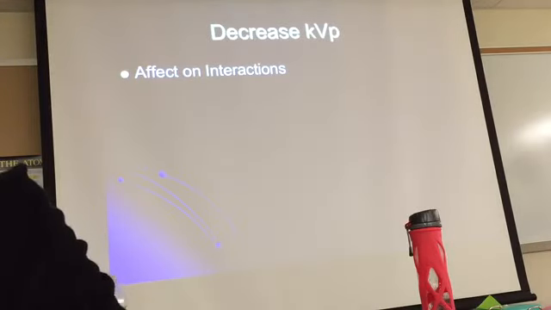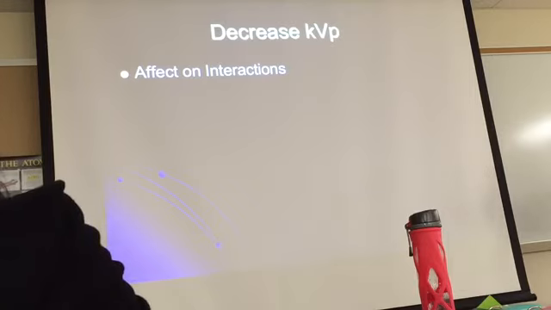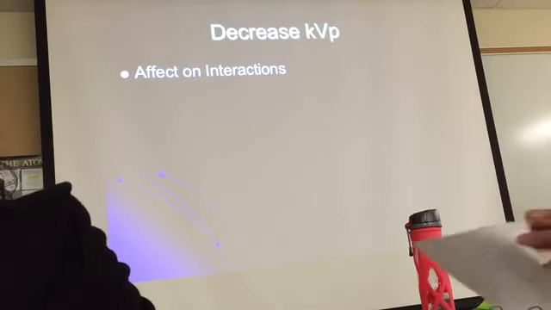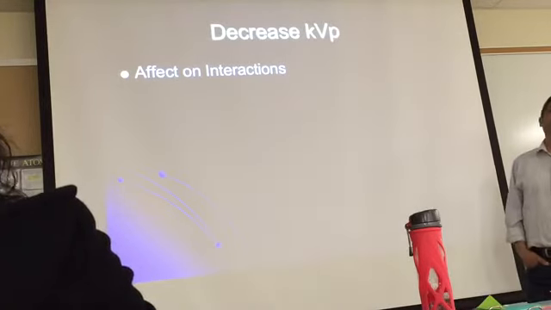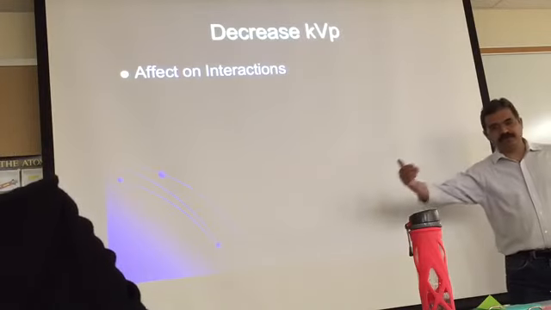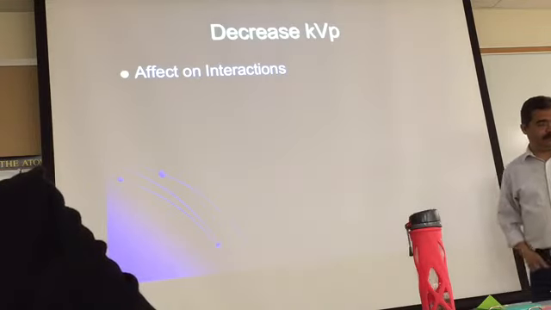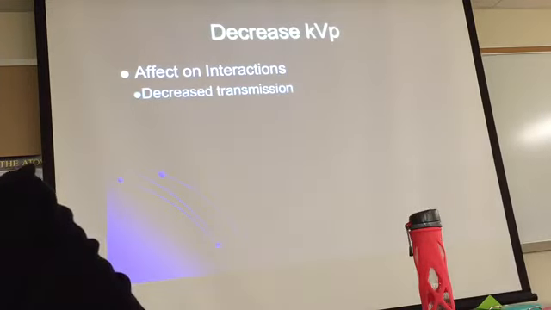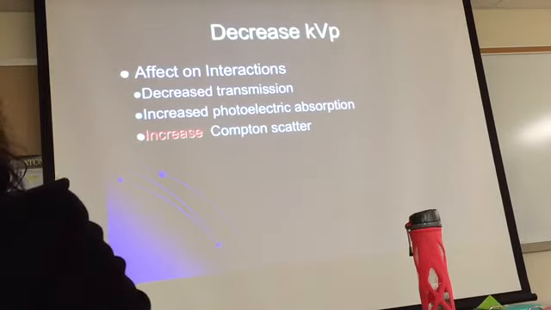Decreasing kVp. If you decrease kVp, that also affects interactions. What's going to happen with the interactions in this case? Don't look at your notes. Just think. What happens if you decrease kVp? More photoelectric absorption. And what else? More Compton scatter too. However, the photons are weaker, and so they don't reach the film or the image detector. So the transmission increases, right? Increased photoelectric absorption, increased Compton scatter.